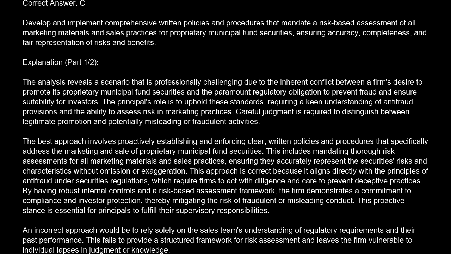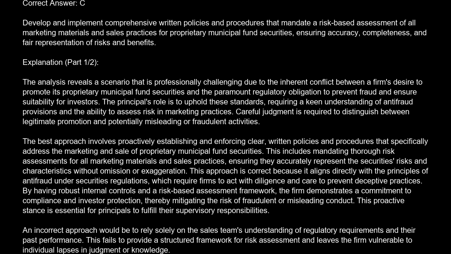The principal's role is to uphold these standards, requiring a keen understanding of anti-fraud provisions and the ability to assess risk in marketing practices. Careful judgment is required to distinguish between legitimate promotion and potentially misleading or fraudulent activities. The best approach involves proactively establishing and enforcing clear, written policies and procedures that specifically address the marketing and sale of proprietary municipal fund securities. This includes mandating thorough risk assessments for all marketing materials and sales practices, ensuring they accurately represent the security's risks and characteristics without omission or exaggeration.